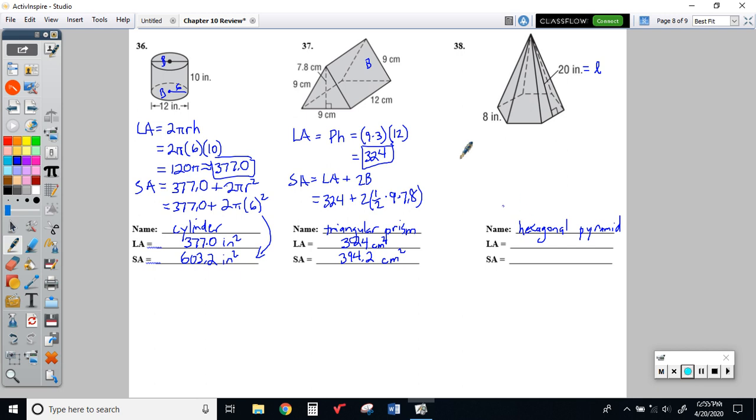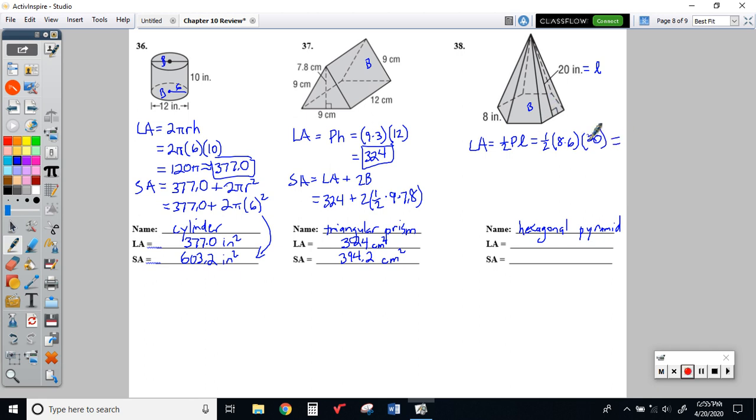And so to find the lateral area, we would need to know 1/2 times the perimeter times the slant height. So that should be pretty straightforward. You've got 1/2 times 8 times 6 as the perimeter of the base, this hexagon down here, times the slant height, which is 20.